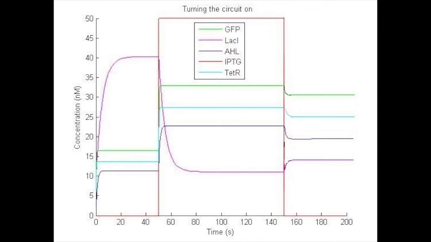Once the IPTG pulse is turned off, we see that the circuit still remains on with a relatively high level of GFP. However, it does drop a little bit along with TET-R and HL, and there is a slight rise in LAC-I. This might be due to the fact that IPTG may be binding more strongly to LAC-I than TET-R is to the TET operon. Perhaps, however, this would change if we took the diffusion of IPTG into account.